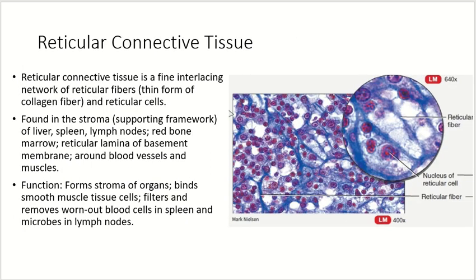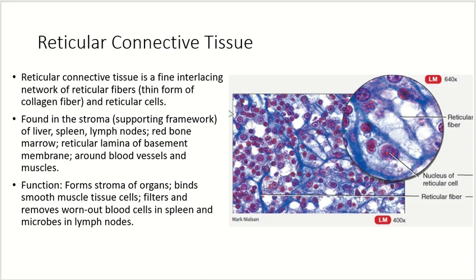Next, for our third type of loose connective tissue, we have our reticular connective tissue. This is going to be a tissue that contains a fine, interlacing network of reticular fibers. You can see this here, and we'll check this out in the lab. It's a very distinct looking tissue. These reticular fibers are going to be formed by thin collagen fibers as well as reticular cells.